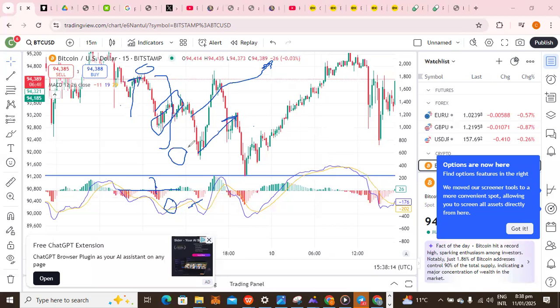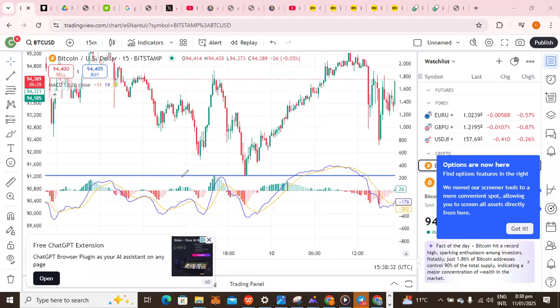So how to spot that? Well, we're going to be using other indicators. We're going to be using volume. We're going to be using chart patterns too. We're going to be using some candlestick patterns too. They help us a lot. But to keep it simple, MACD also tells us a little bit.